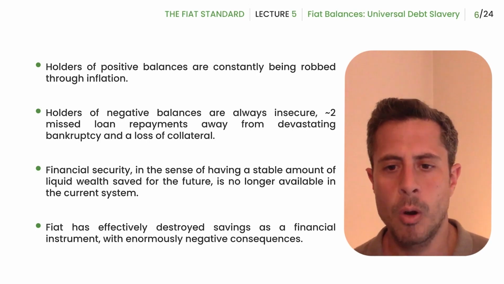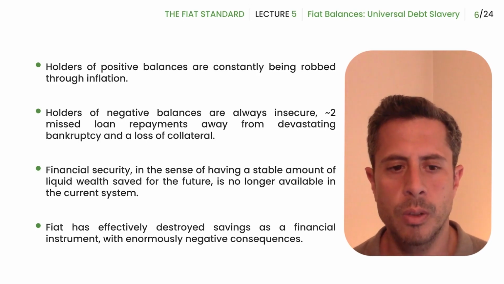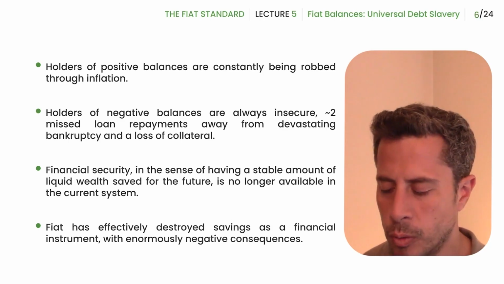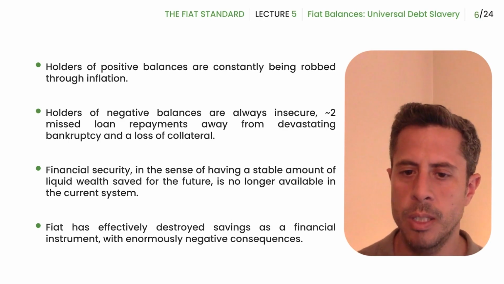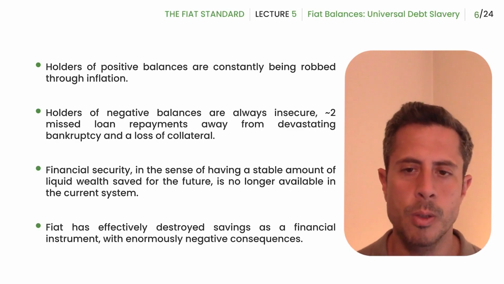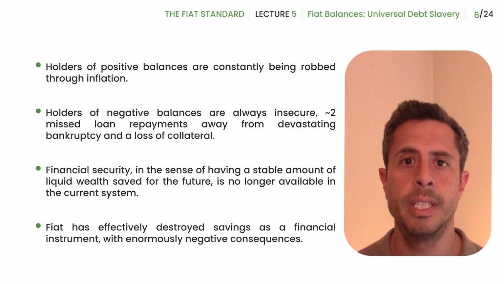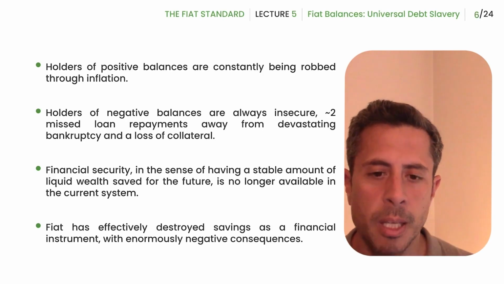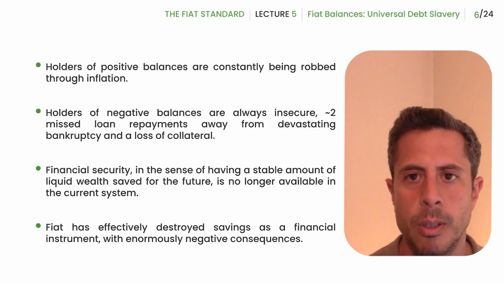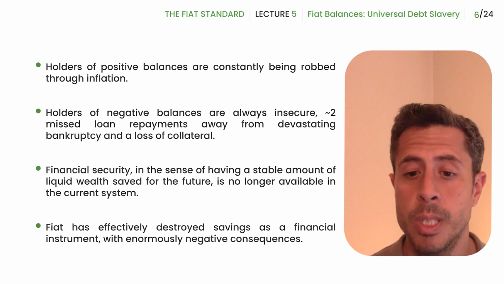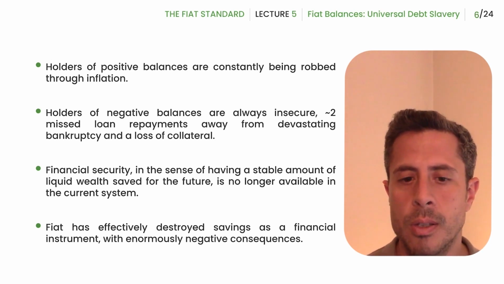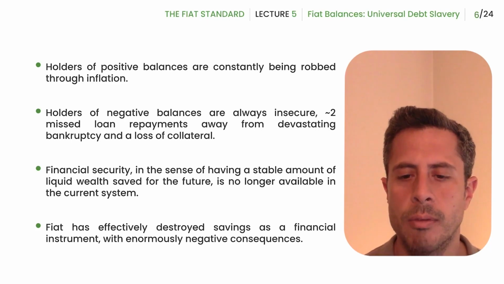Holders of negative balances are always insecure. And so they're about 2 missed loan repayments away from devastating bankruptcy and a loss of collateral. So just because you're rich in the system and you're making money doesn't mean that you're happy, because you're very insecure. Because you have a negative fiat balance, you're in debt, and you miss 2 paychecks, and you can't make a payment on your house. You lose your house, you can lose your car, you can lose your business, you can lose your investment. Everything is running on debt, and therefore everything is collateralized effectively, and therefore everything can be taken away.